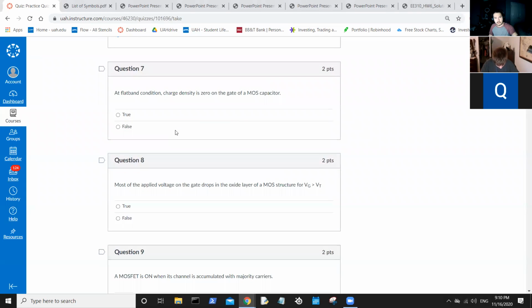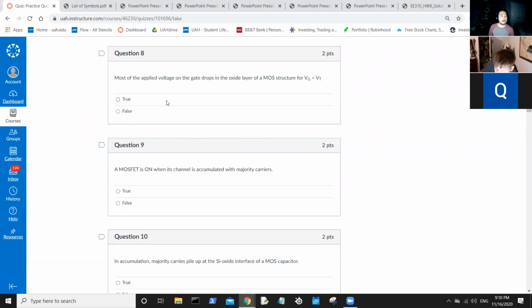At flat band condition, charge density is 0. At flat band condition, there is no external charge across the gate, right? It's just like it's sitting there on a table. If it's sitting there on a table, the charge density on the gates is 0. Therefore, at flat band condition, the charge density is 0. Correct.